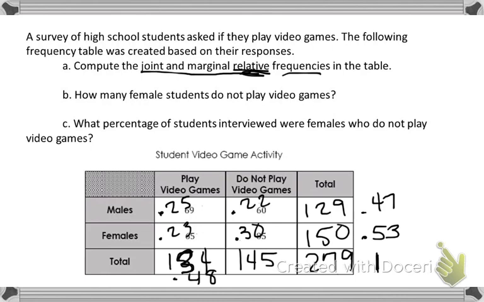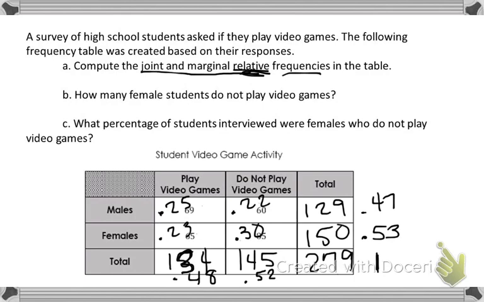All right, next we're going to add 0.25 and 0.23 and 0.22. So you can do 134 divided by 279 and you get 0.48, or just add up what you got for your joint relative frequencies. Okay, so that's part A. Part B, how many female students do not play video games?